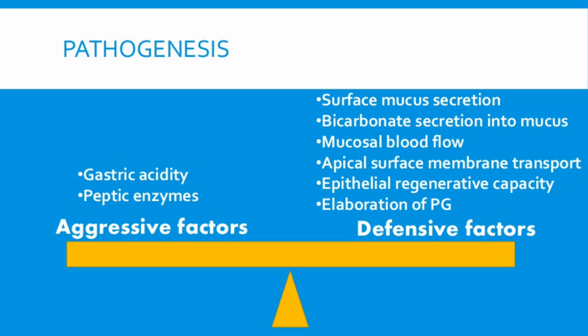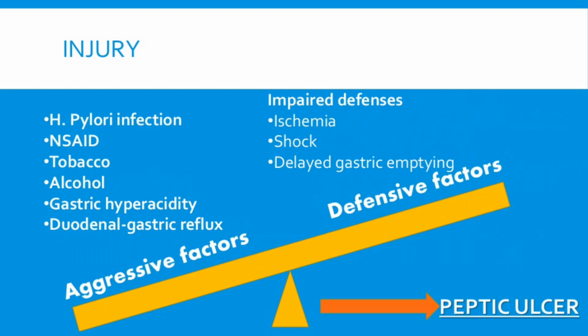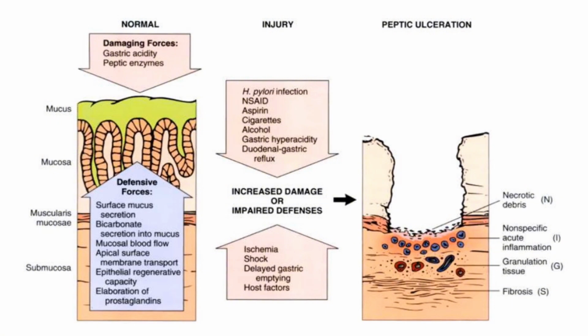So as you can see in this slide, aggressive factors are enhanced by some causative factors: Helicobacter pylori infection, NSAIDs, tobacco, alcohol, gastric hyperacidity, and duodenal-gastric reflux. In comparison, you can see impaired defenses, and the reasons for impaired defenses are ischemia, shock, and delayed gastric emptying. These kinds of impaired defenses and this kind of imbalance would ultimately lead towards peptic ulcer formation. To better understand how peptic ulcers develop, let's look at this visual representation of the balance, or rather the imbalance, between aggressive and defensive factors, as we already discussed.